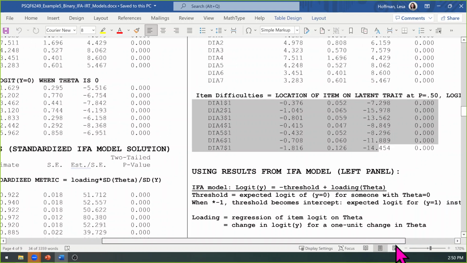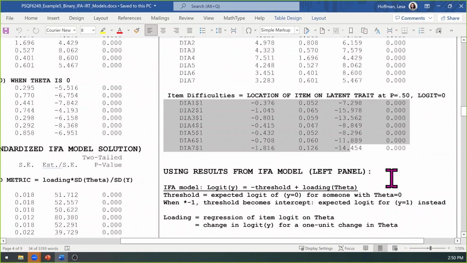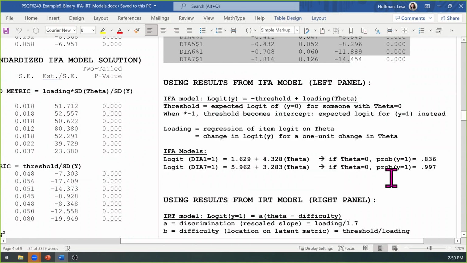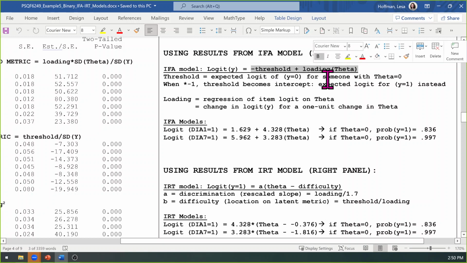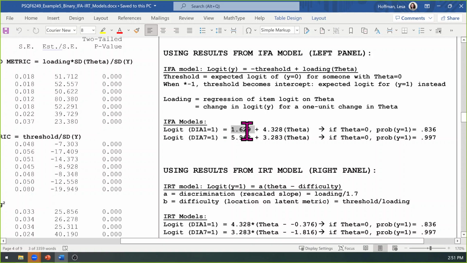On the bottom of the slide here, I have the numbers inserted into the formulas so you can see how this would translate. So the equation for an IFA model is -1 times the threshold, that turns it back into an intercept, plus the loading times theta. So I have the results of what the predicted logit would be for item 1 and item 7. Notice the minus signs are gone because of the minus in the equation that takes it out.